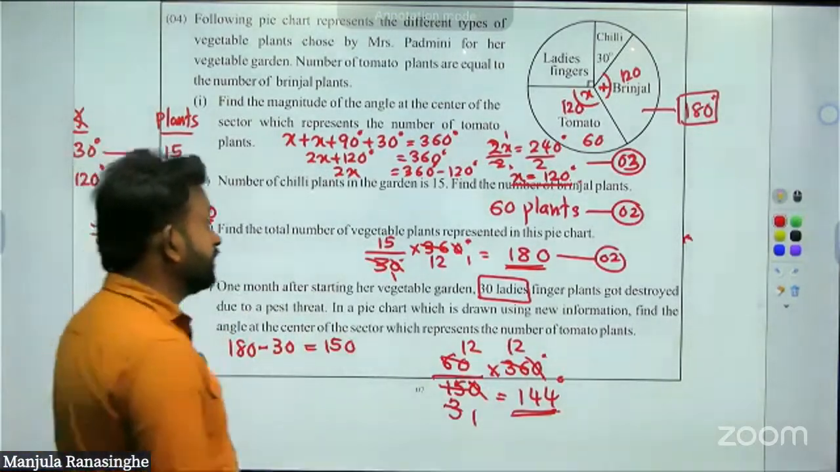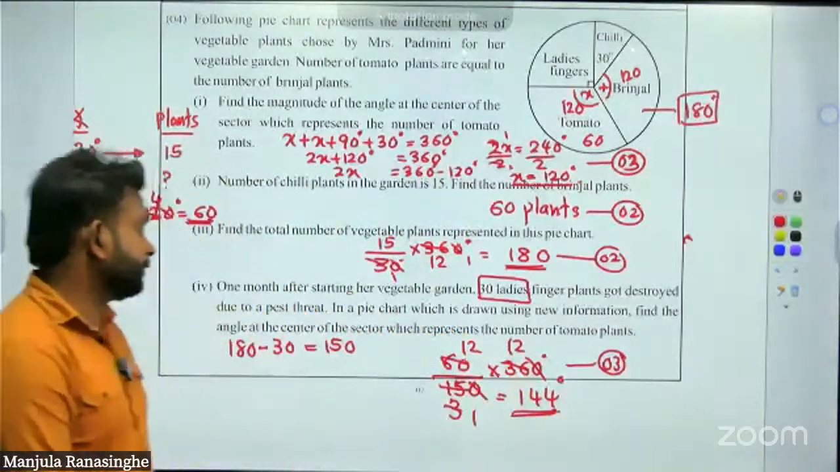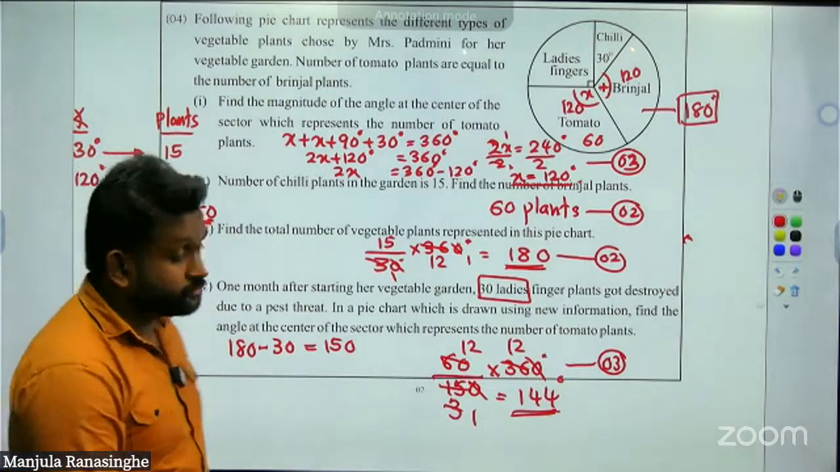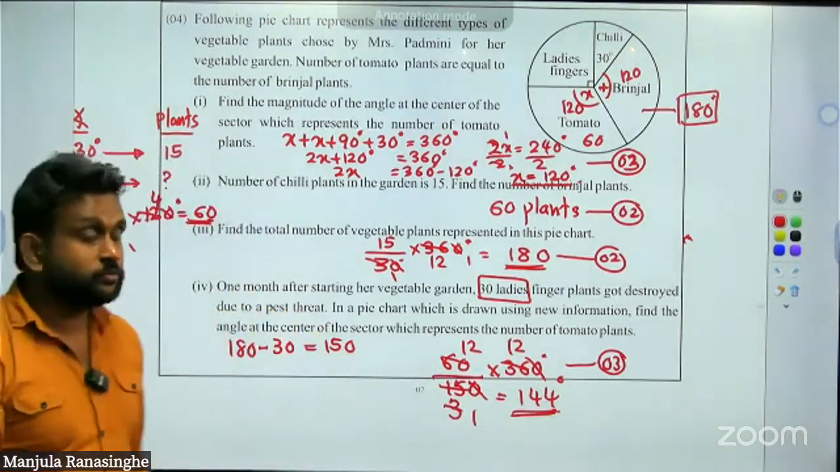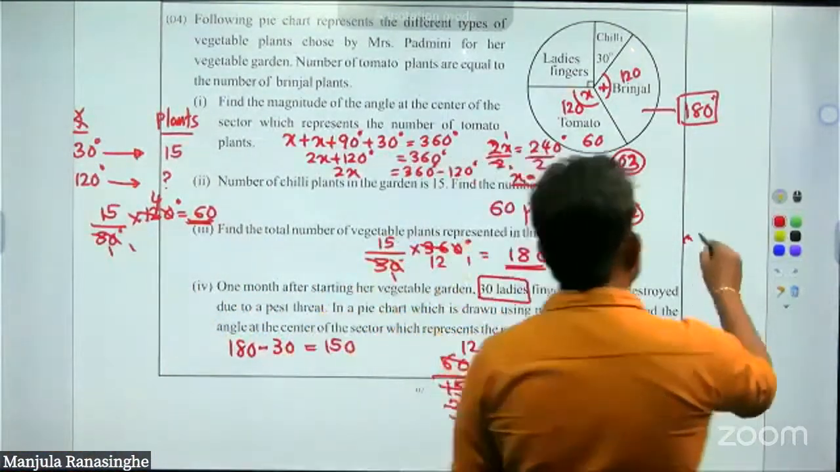Right, for that part you have 3 marks. So the total number of plants has changed, but the tomato plants remain unchanged. But since the total changes, the angle at the sector also changes. Right. Hands up those who got the 10 marks for this question. 10 upon 10.